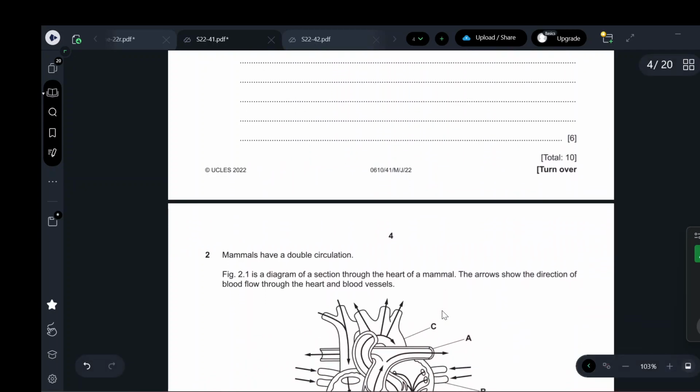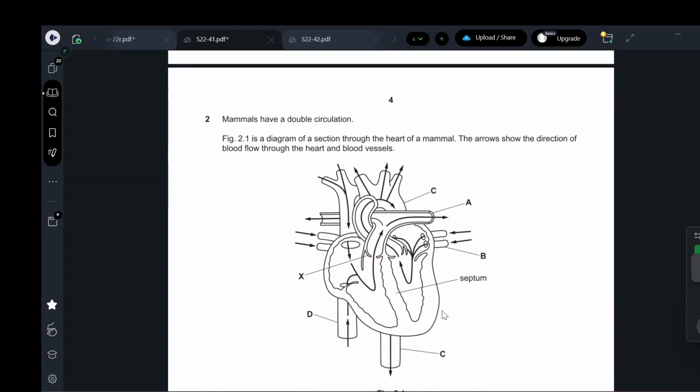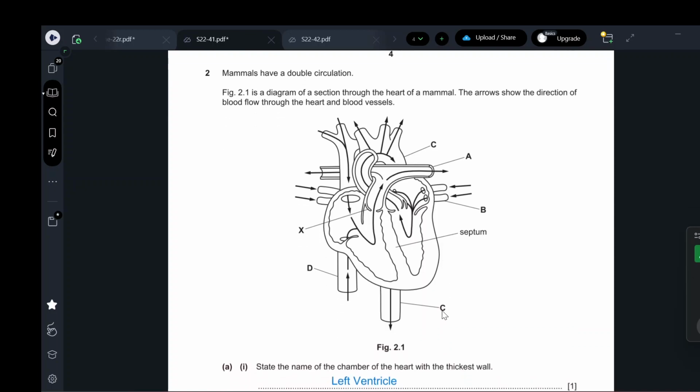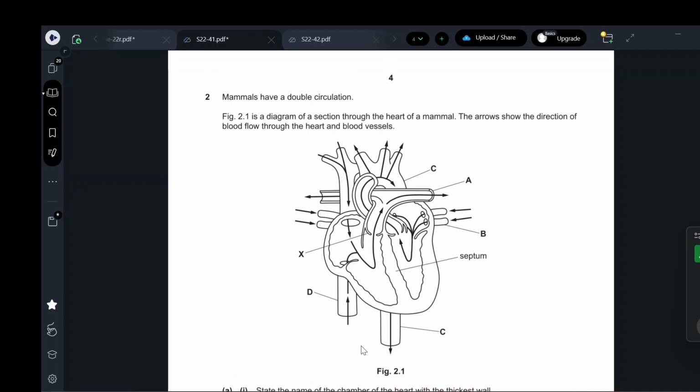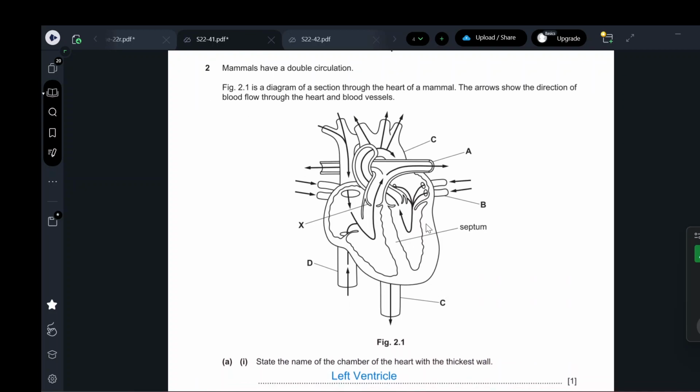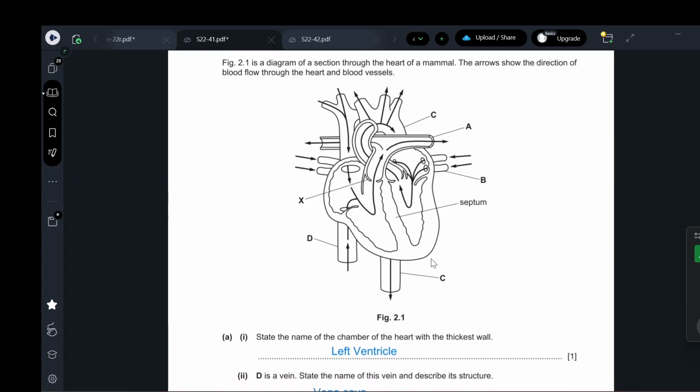Right. Question 2: mammals have double circulation. Figure 2.1 is a diagram of a section through the heart of the mammal. The arrows show the direction of blood flow through the heart and the blood vessels. What was the question? Easy question. Name the chamber with the thickest wall. Of course, this is the left ventricle.